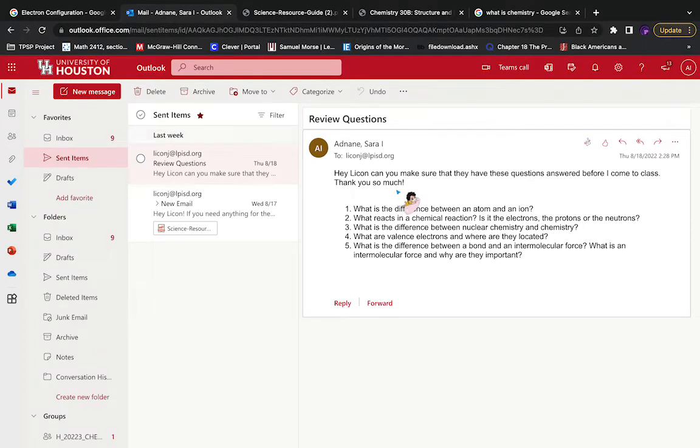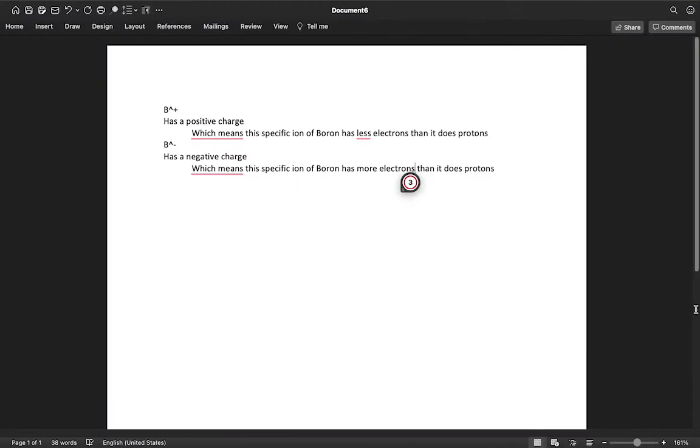So what reacts in a chemical reaction? Is it the electrons, the protons, or the neutrons? Which question we went over. A chemical reaction, most of the ones that we're talking about now, the reaction happens where? The reaction happens in the outermost shell of the element or the compound.